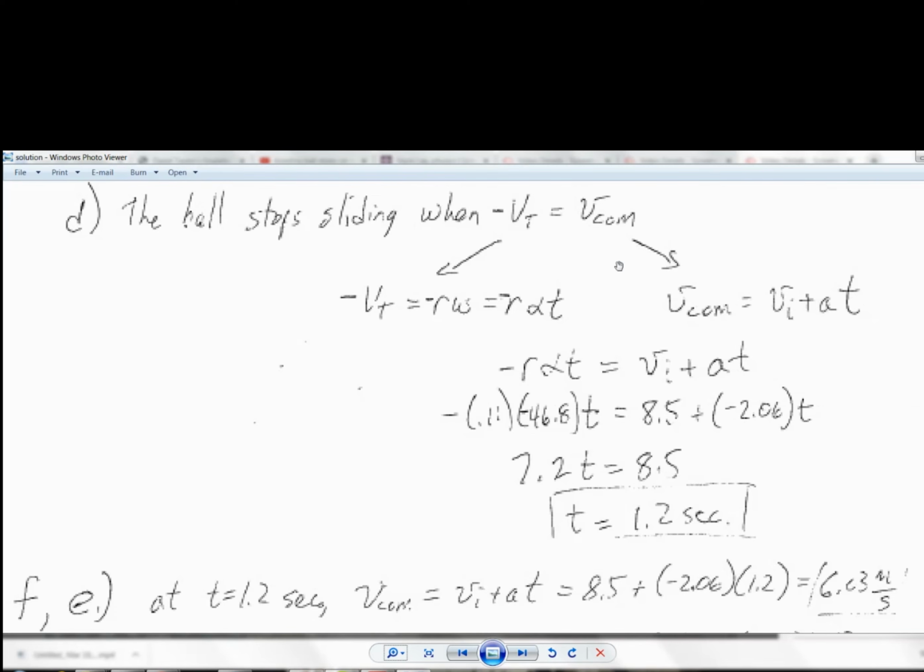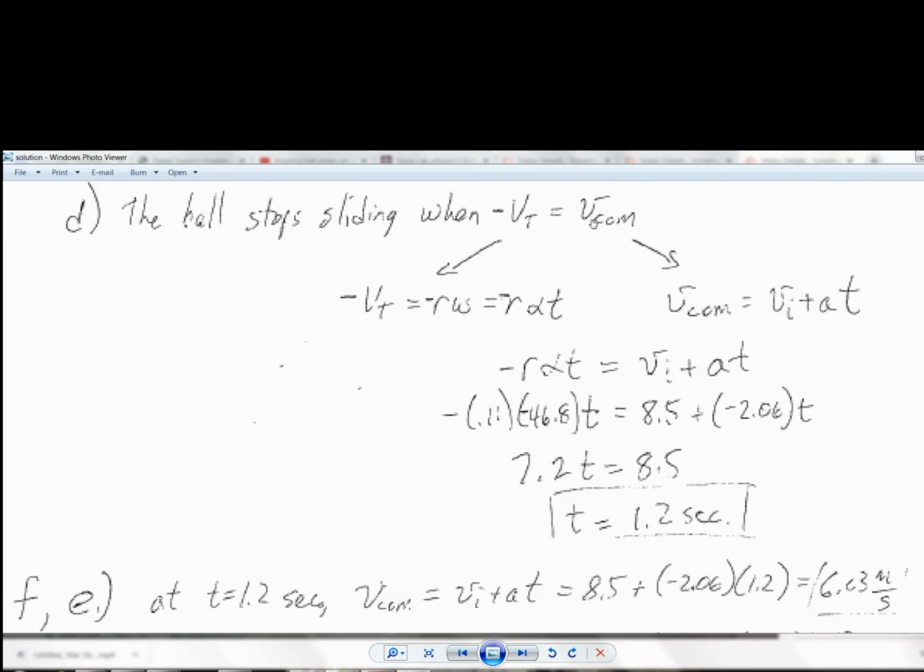Okay, parts D, E, and F. Part D asks, how long does the ball slide? Part E, how far does the ball slide? And F, what is the linear speed of the ball when smooth rolling begins? Okay, so how long does the ball slide? Well, the question is, when does the ball stop sliding? And we know that happens when the tangential velocity of the ball has the same magnitude as the center of mass's velocity. So I want to get both of these in terms of time, because that's what I'm interested in.